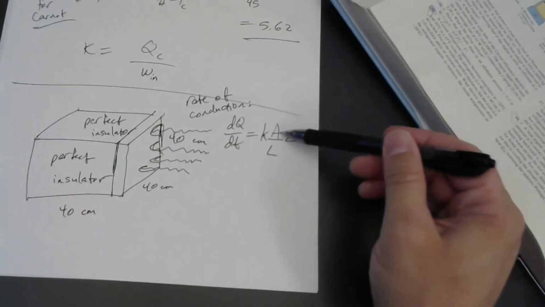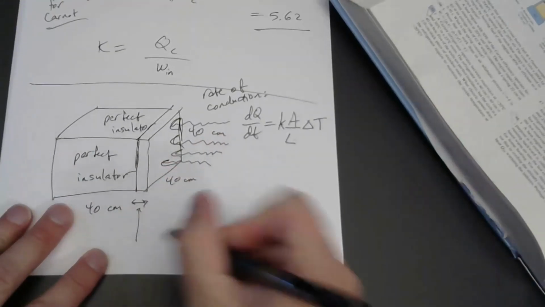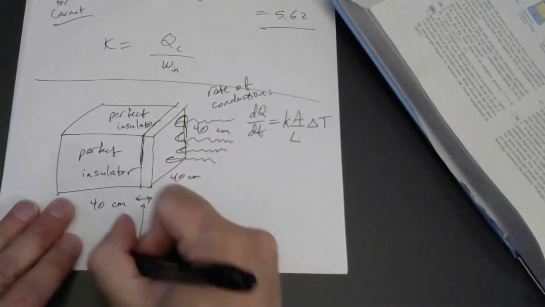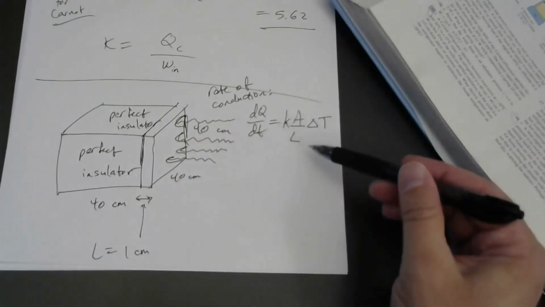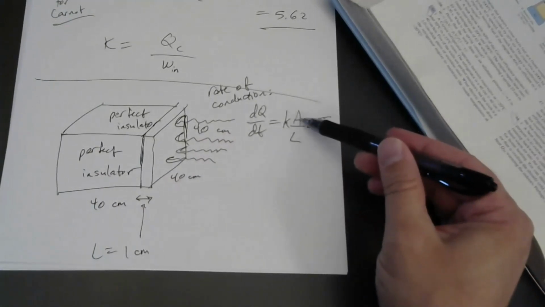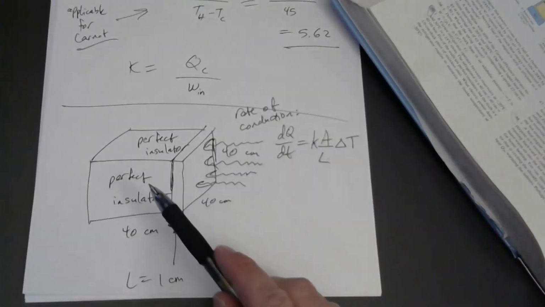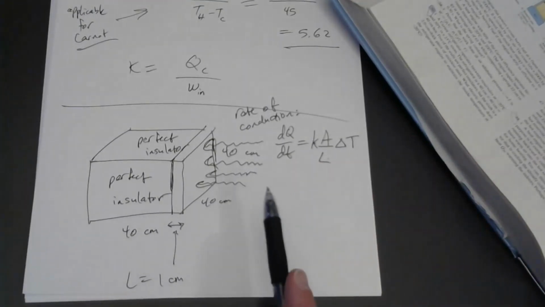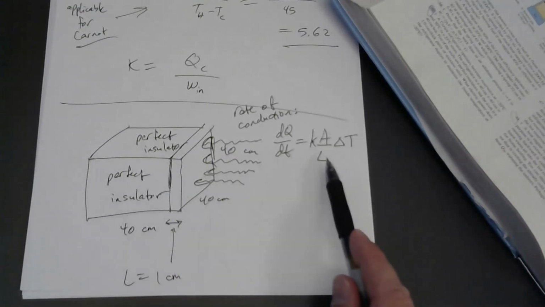Okay, so these numbers are given. We're told that the thickness here is 1 centimeter. The stainless steel door is 1 centimeter thick. So we plug that in here. We take 40 centimeters by 40 centimeters for the area, and we just take the difference in the reservoir temperatures. We've got 25 outside and negative 20 inside. That will be delta T.